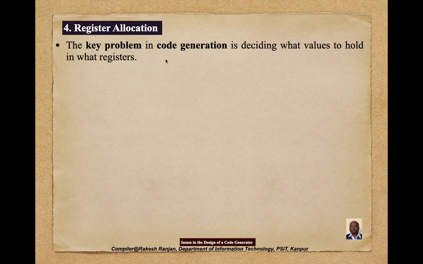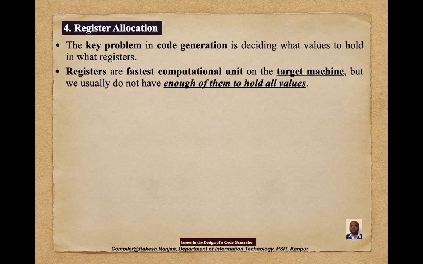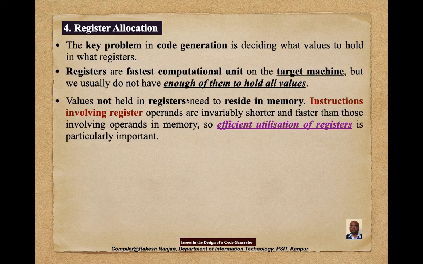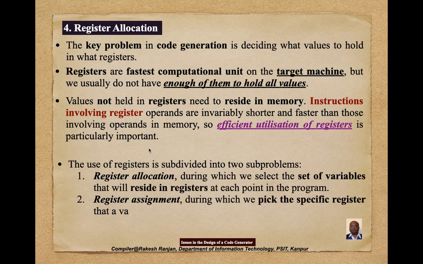In case of registers, the key problem of code generation is to decide what values are to be held in what registers. Registers are the fastest computational unit of the target machine, but there are usually not enough to hold all the values. So we need to store these values. We use registers intelligently. Instructions involving register operands are invariably shorter and faster than those involving operands in memory. So efficient utilization of registers is very important.